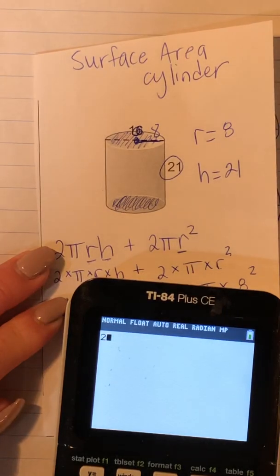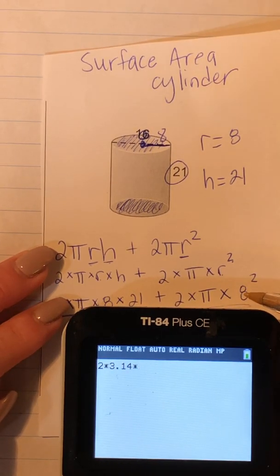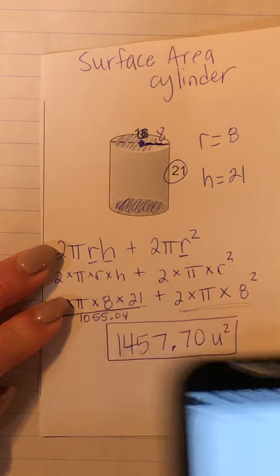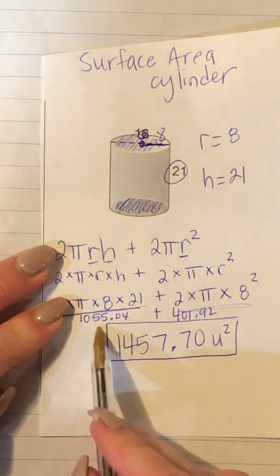Okay, then I would do this side over here. So I would do 2 times pi, which is 3.14, times. Now, if you don't have a square button, do you know that that just means itself times itself? So it's 8 times 8. And I would get 401.92. And then I would just add those two numbers together.